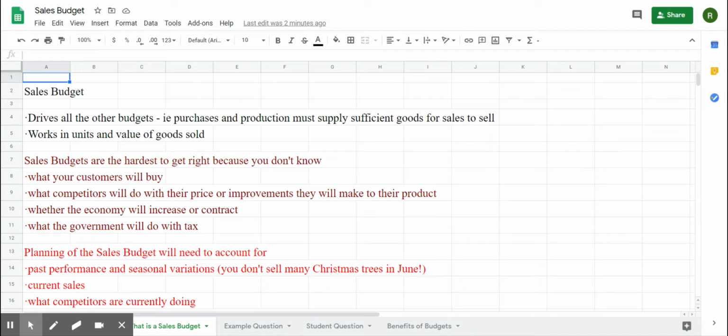They're also the most difficult budget to get right, partly because it's very much a guess as to what customers will buy. And quite often salespeople are very optimistic people, so quite often they will overplay the amount of sales they're expecting to get. You don't know what the competition are going to do with their own price, or whether they're going to release, for example, a new product which is going to be more popular than the firm's product.